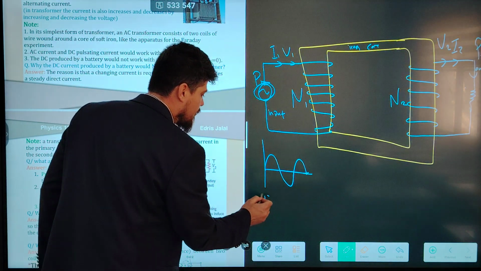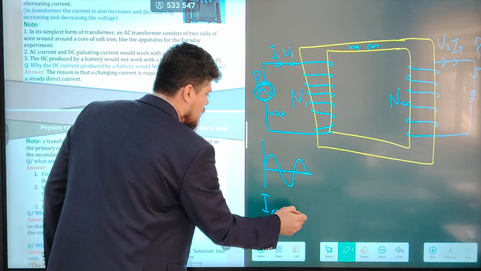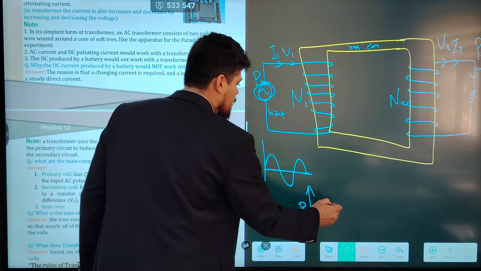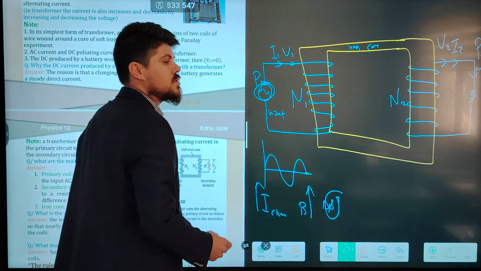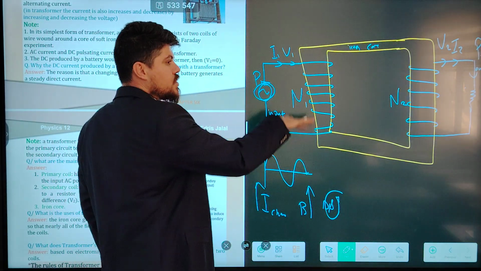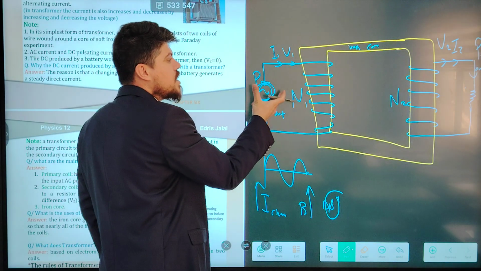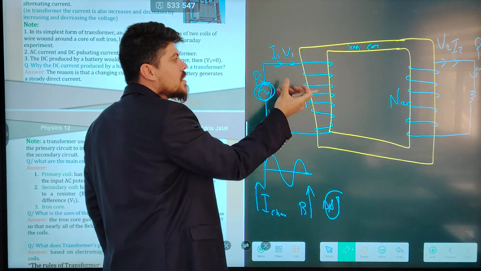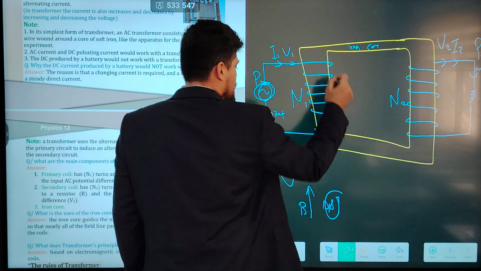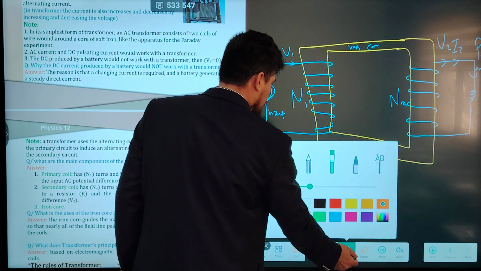But guys, in an AC source, the magnitude and direction of the current change continuously. When current changes, what happens to the magnetic field? When current increases, the magnetic field also increases. Flux changes and EMF is induced. This change of current goes to change what? The magnetic field. When the magnetic field changes, the magnetic flux also changes.